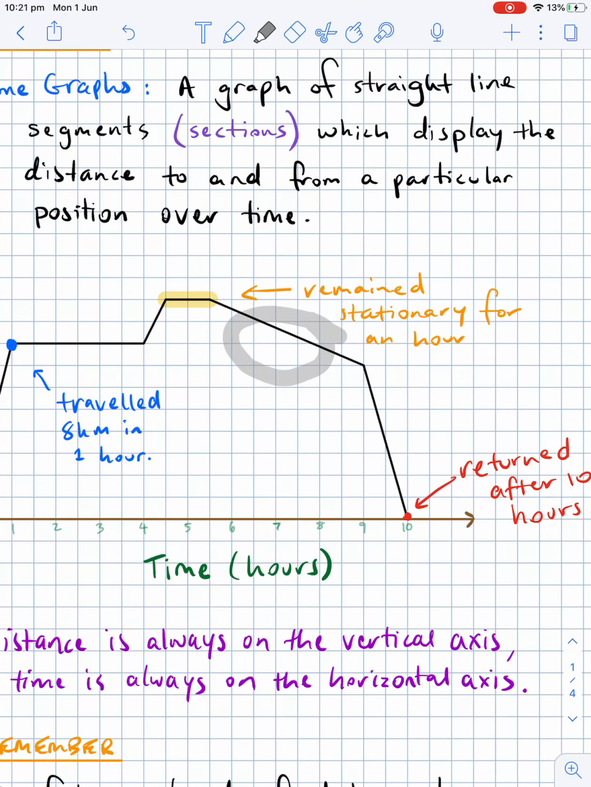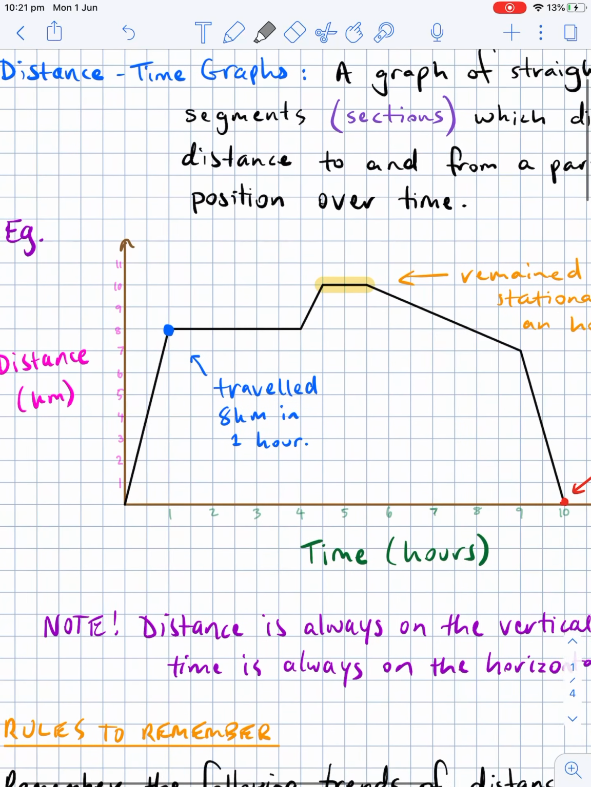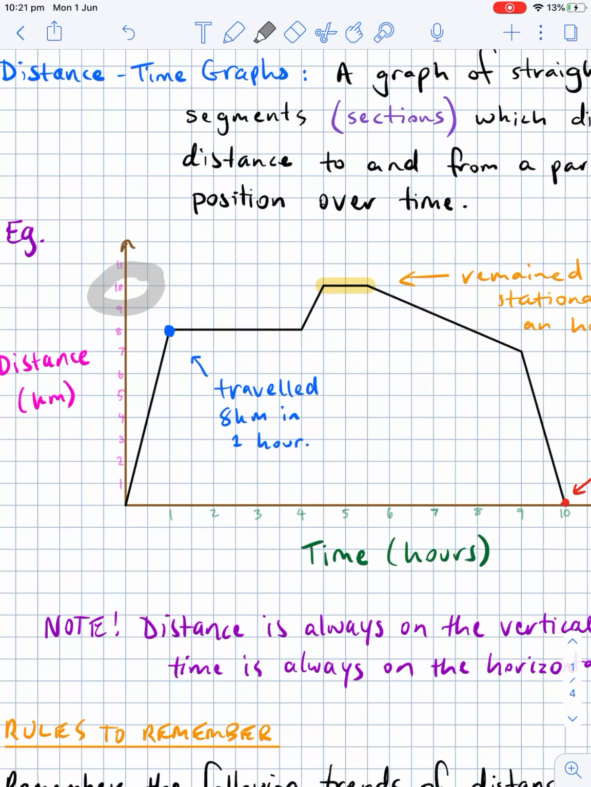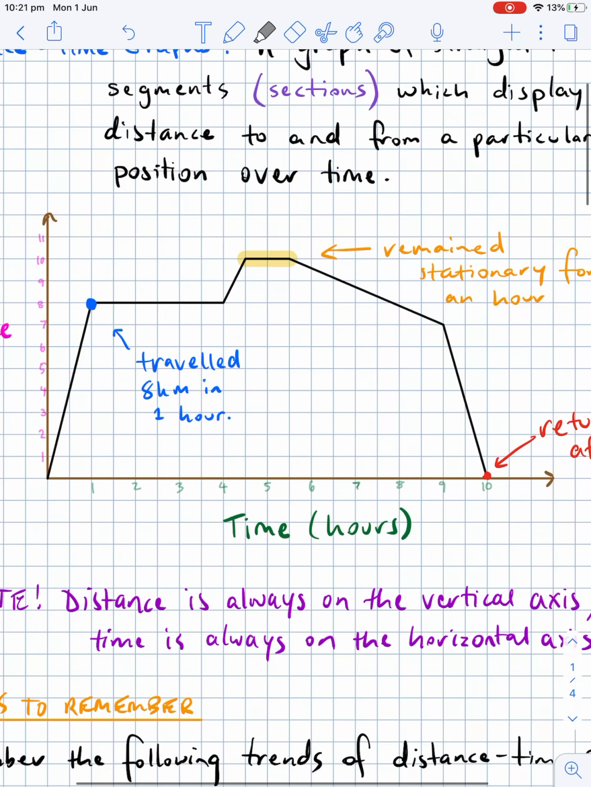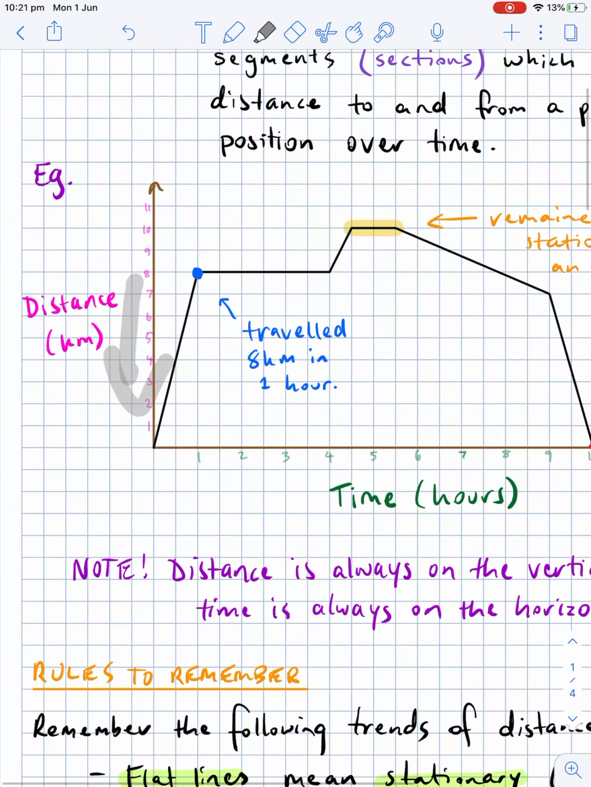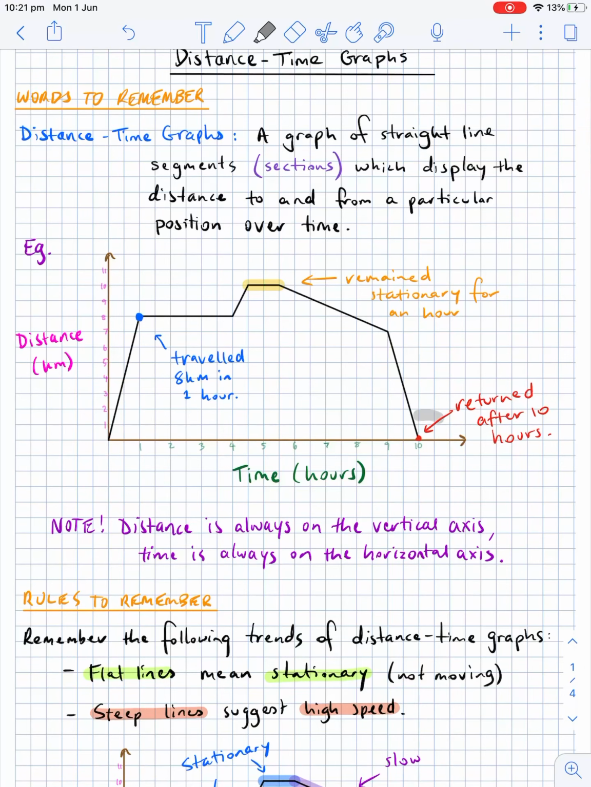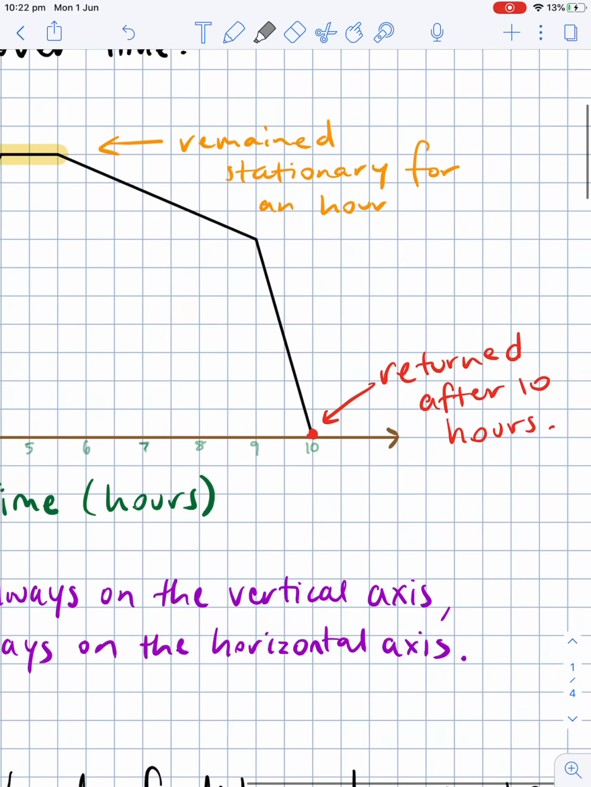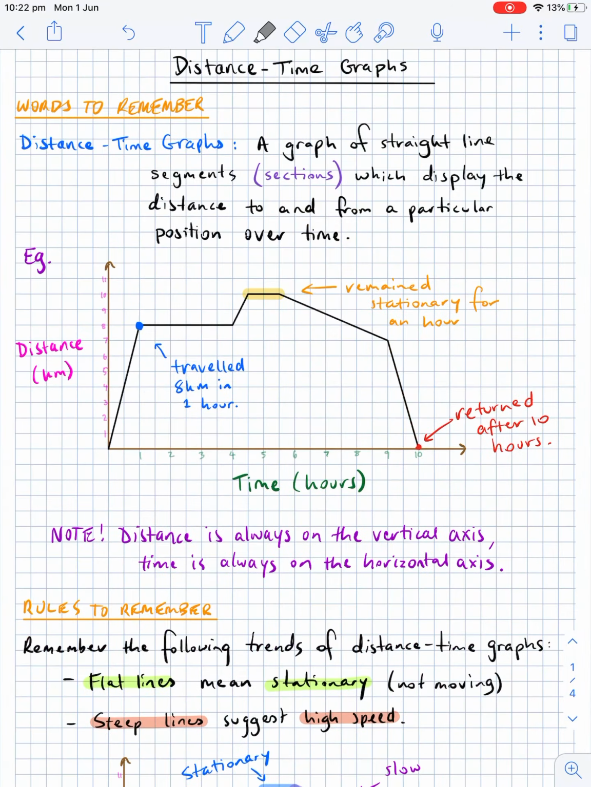And then when these lines are going back this way, it's like they're coming back towards home. So he goes 10 kilometers away from home, he gets all the way up to here, and then he travels 10 kilometers back towards this position. As he's coming closer and closer, his distance away from home is getting lower and lower. And eventually it comes back to 0, so it's like it returned to the starting position after 10 hours. As you can see here, it took 10 hours to get back to the start.